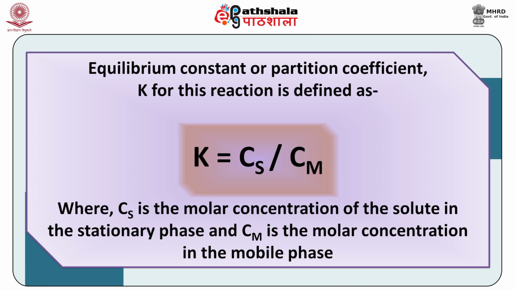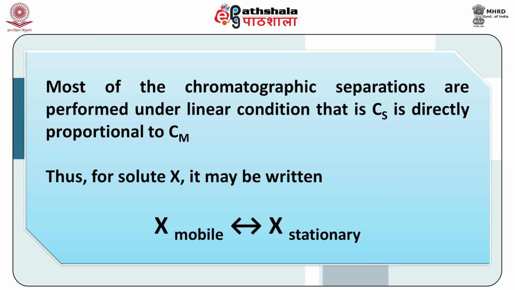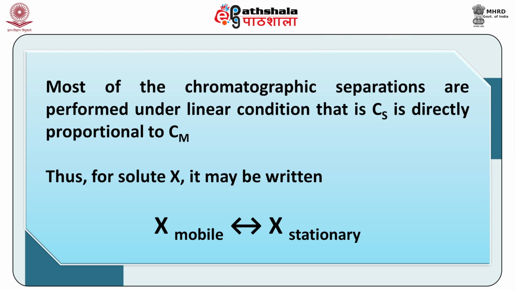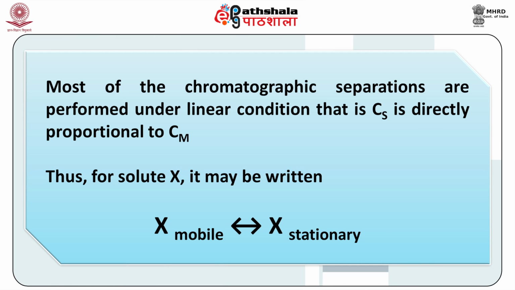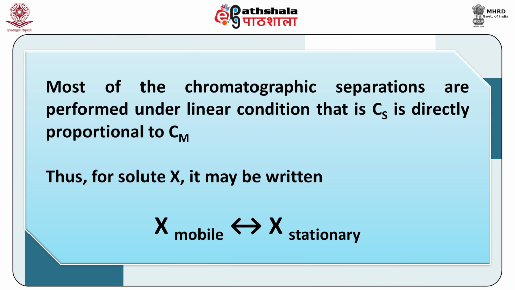The equilibrium constant or partition coefficient K for this reaction is defined as K is equal to Cs divided by Cm, where Cs is the molar concentration of the solute in the stationary phase and Cm is the molar concentration in the mobile phase. Most of the chromatographic separations are performed under linear conditions, that is Cs is directly proportional to Cm. Thus, for solute X, it may be written as.